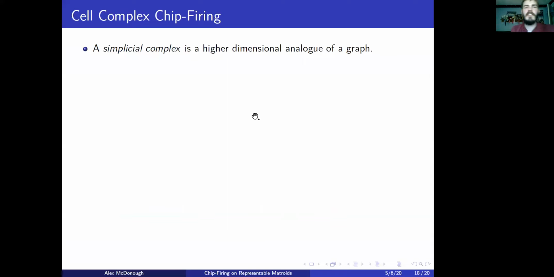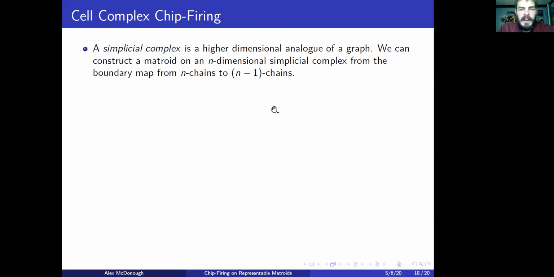So now let's talk about cell complex chip firing, which is really what Duval, Klivans, and Martin were looking into. A simplicial complex is a higher-dimensional analog of a graph. I'm not going to go too much in depth about what the definition is, but a graph would be a one-dimensional simplicial complex. And we can construct a matroid on one of these simplicial complexes by taking the boundary map from n-chains to n-1 chains. That's going to give us a matrix just like we did for the boundary map from 1-chains to 0-chains. And then we turn that into a matroid.